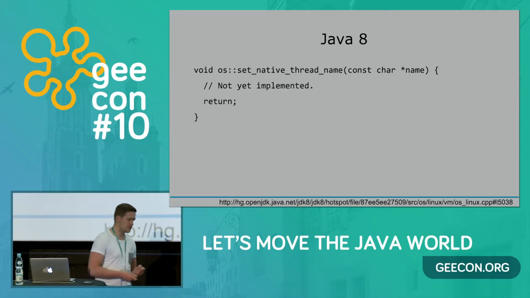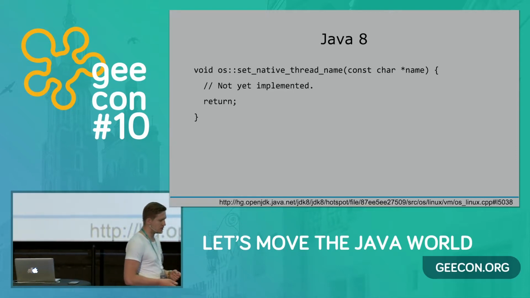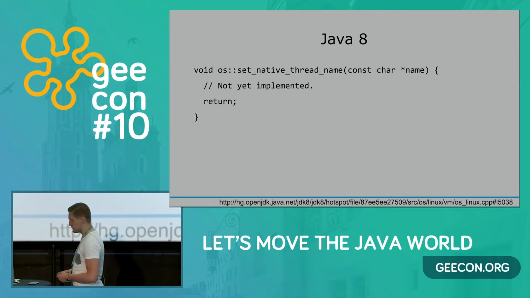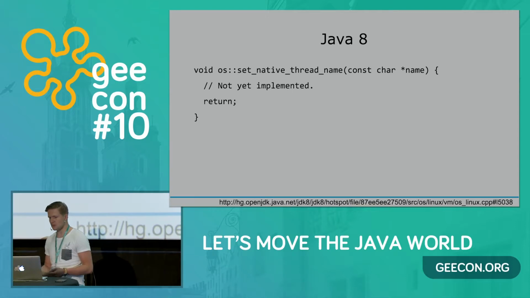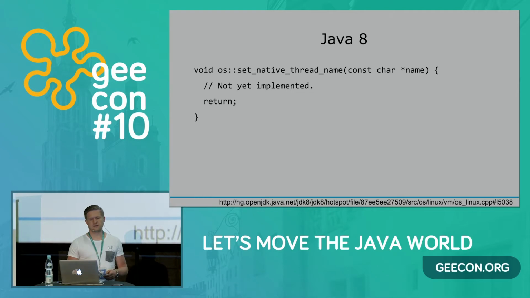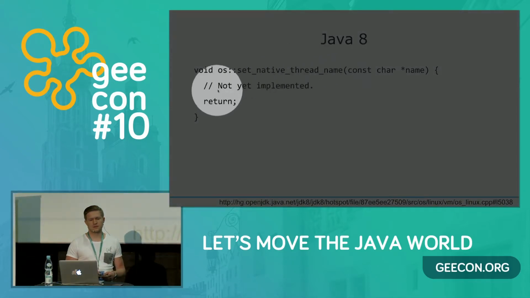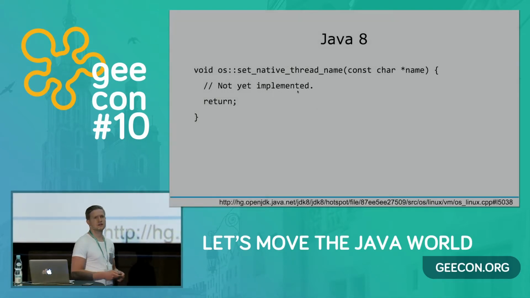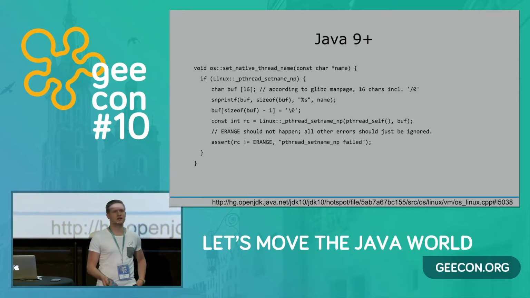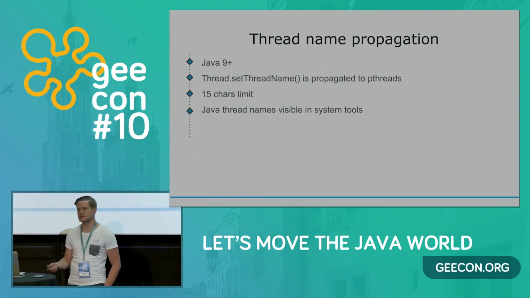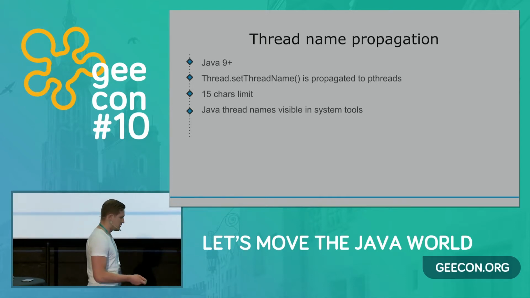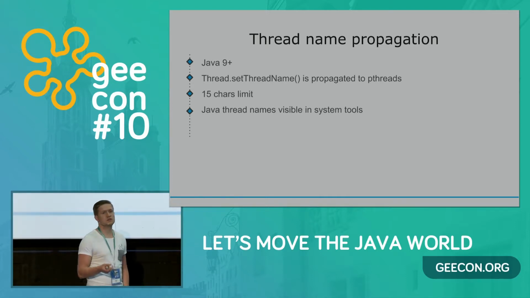And it gets even easier, because what I've shown you was code running on Java 8. In Java 8 and earlier versions, there is this method inside the Linux implementation of threading code, and it says set native thread name. But unfortunately, it's not implemented yet. It was like this until Java 9. In Java 9, they actually went ahead and implemented it. What it means is that whenever you use set thread name, the name that you set there is propagated to the operating system.